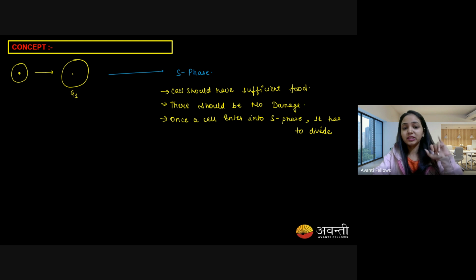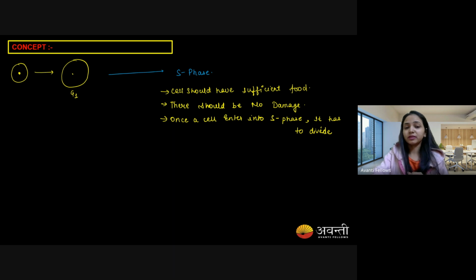The first point, the cell should have sufficient food. There should not be any type of damage in the cell. And once a cell enters into S phase, it has to divide. There is no option to get back into G1 phase. So if the cell clears all these checkpoints, then it can easily enter into S phase.